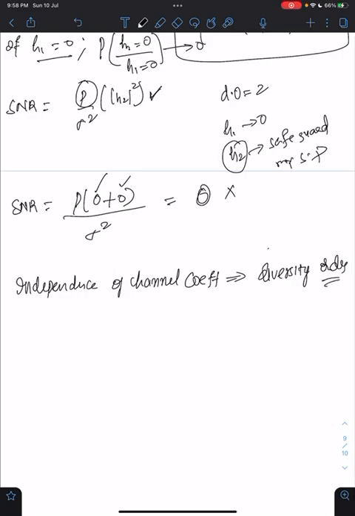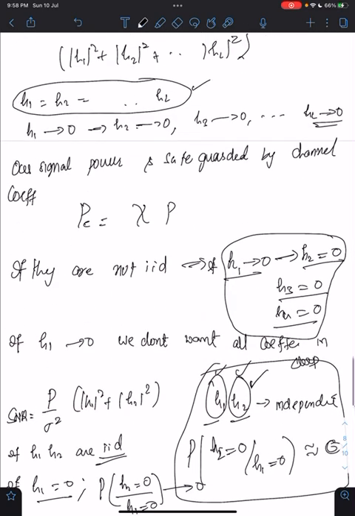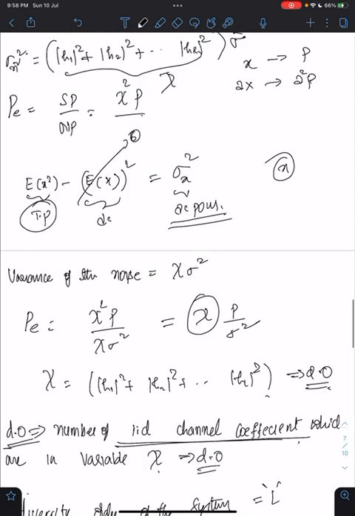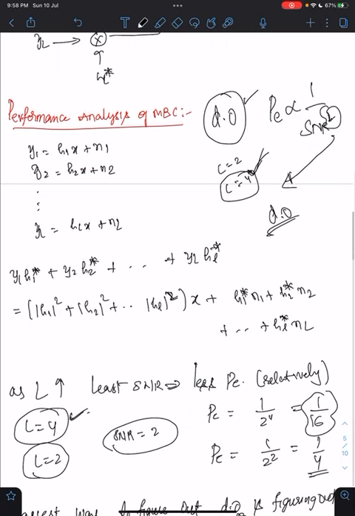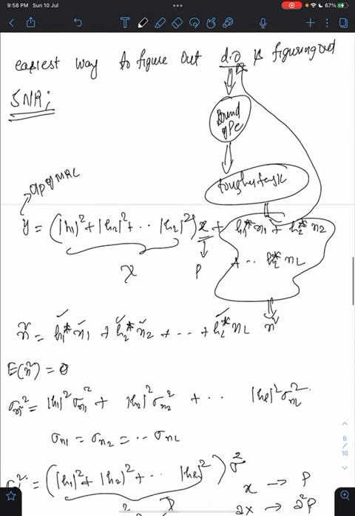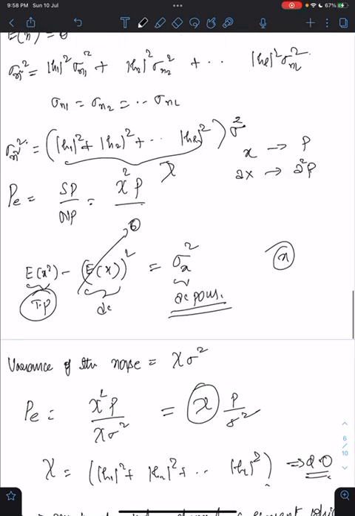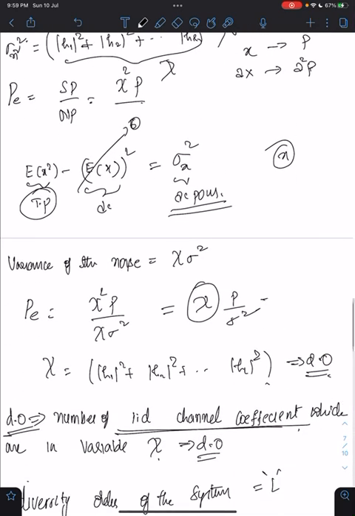All right. So the whole procedure is you write down these equations. This is the first step. Second step, do MRC and figure out SNR. I figured out SNR here. Yeah, this is the third step.